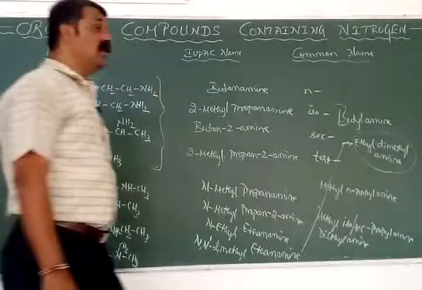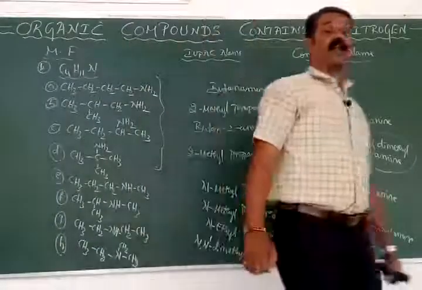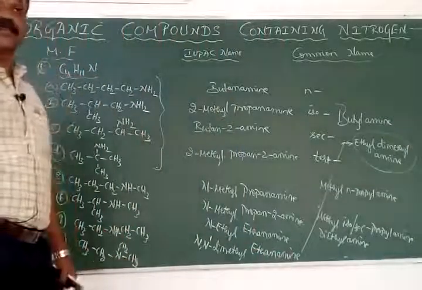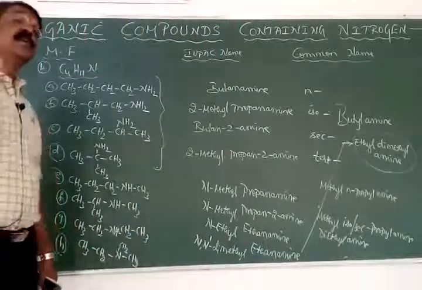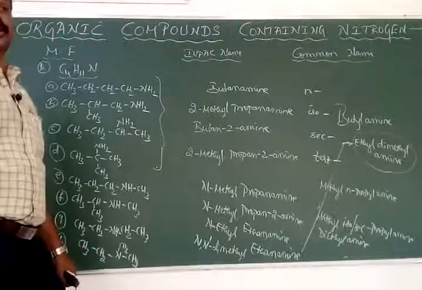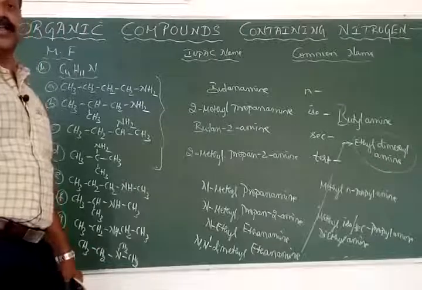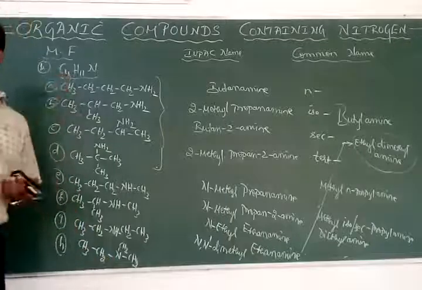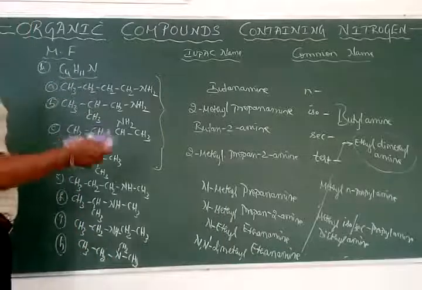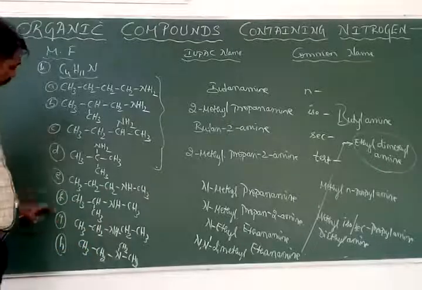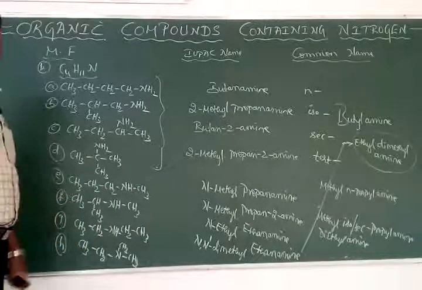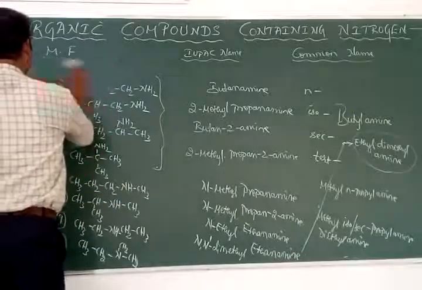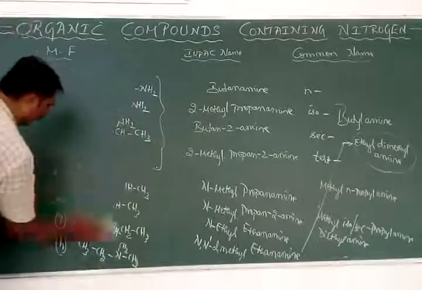Means in general, if it is primary saturated aliphatic amines, they can be named as alkanamines. If it is secondary aliphatic amines, it is named as N-alkyl alkanamines. If it is saturated aliphatic with tertiary amines, it is called N,N-dialkyl alkanamines. Okay. So this is about the fourth one, C4H11N. We can totally have 9 isomers for the formula. What is that? C4H11N.